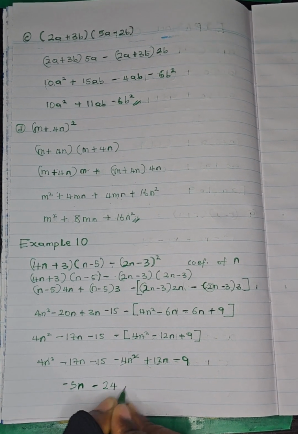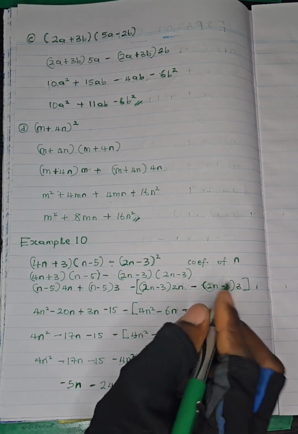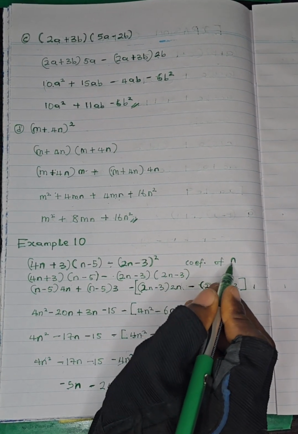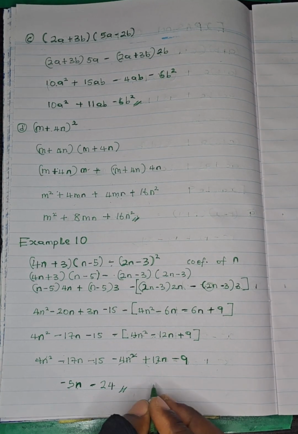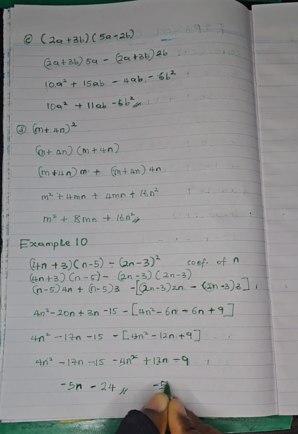So this is our final answer, minus 5n minus 24. But what we are being asked for in this question is to look for the coefficient of n. So this is our n. So the coefficient of n is what? Minus 5.